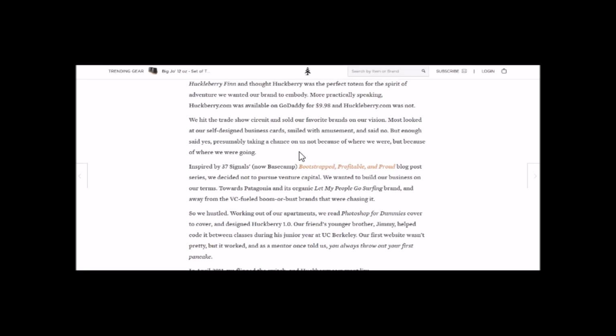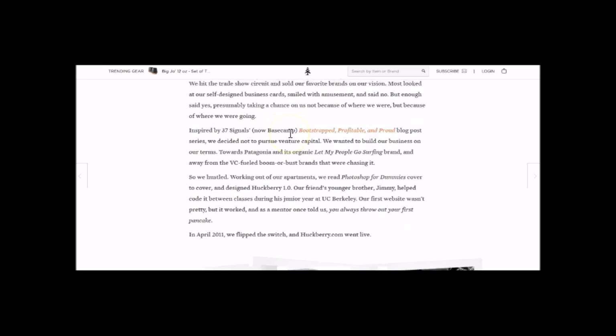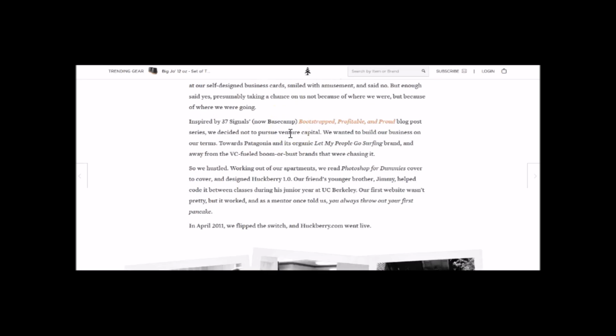We hit the trade show circuit and sold our favorite brands on our vision. Most looked at our self-designed business cards, smiled with amusement and said no, but enough said yes, presumably taking a chance on us not because of where we were, but because of where we were going. Inspired by 37 Signals, now Basecamp, and their Bootstrapped, Profitable and Proud blog post series, we decided not to pursue venture capital. We wanted to build our business on our terms.